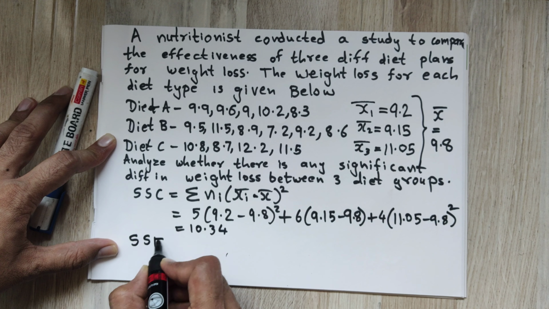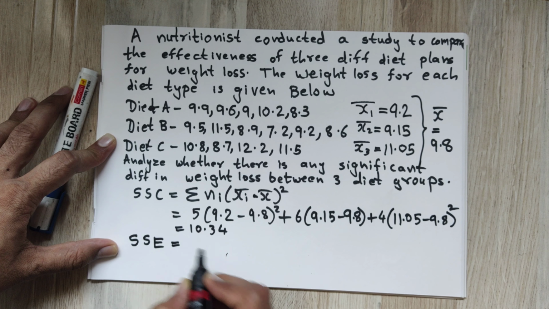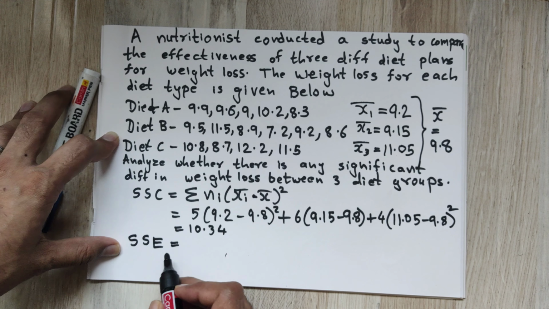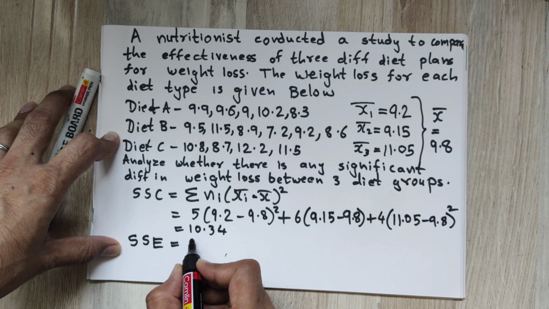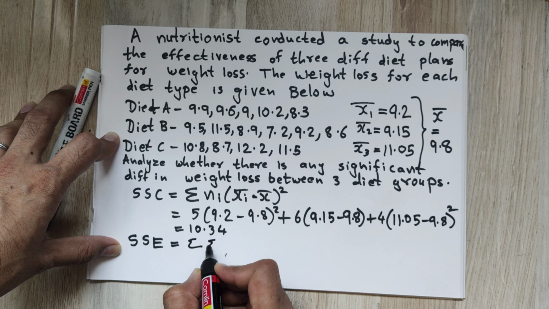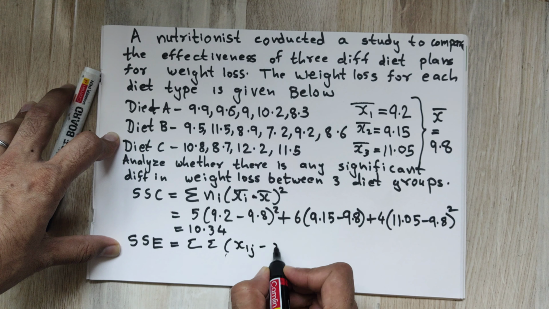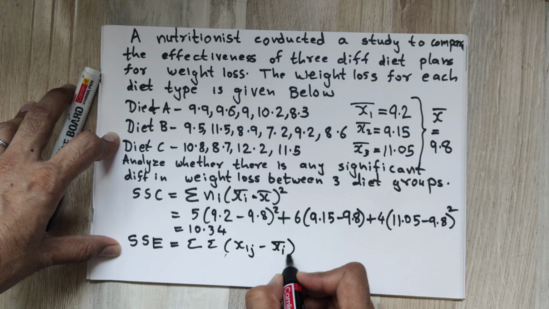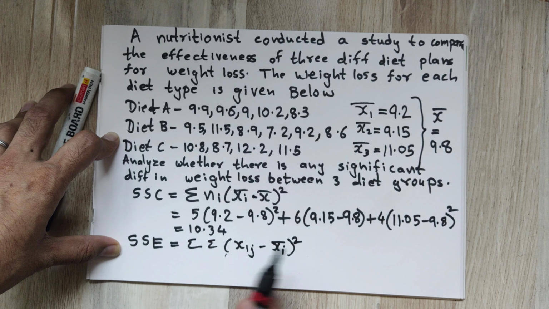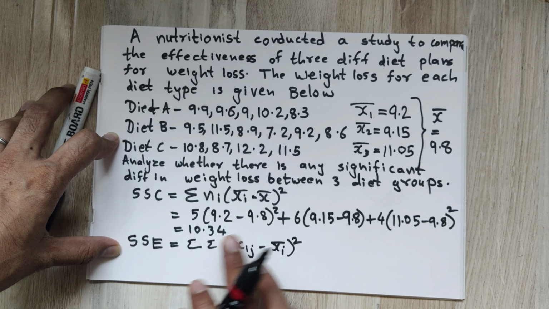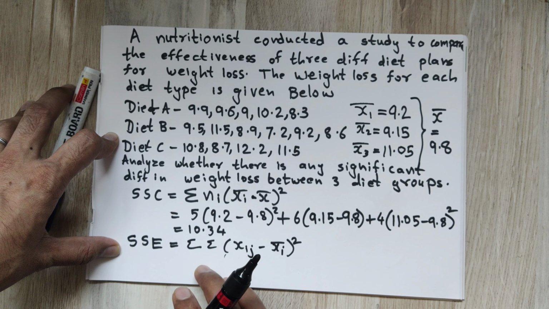Next, we will calculate the second variance. So for the second variance, we will need the second sum of squares, the sum of squares of error. Our formula is the double summation of (xij minus xi bar) square. So here what we are doing is we are trying to calculate the variation within the sample. So the first one was between the samples and the second is variation within the sample.